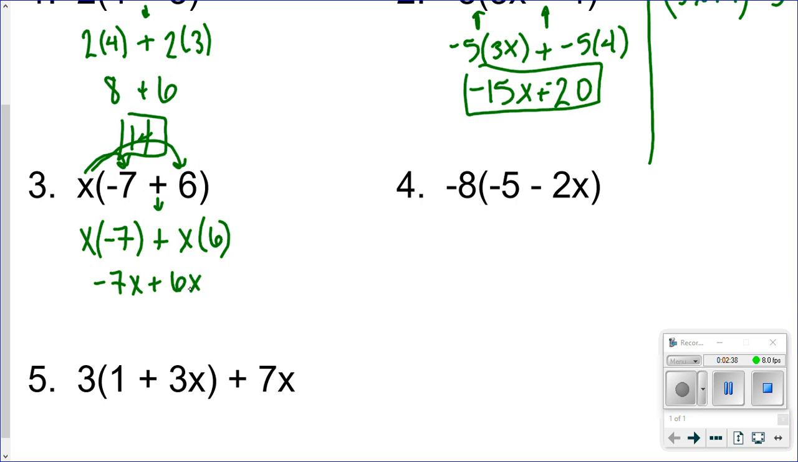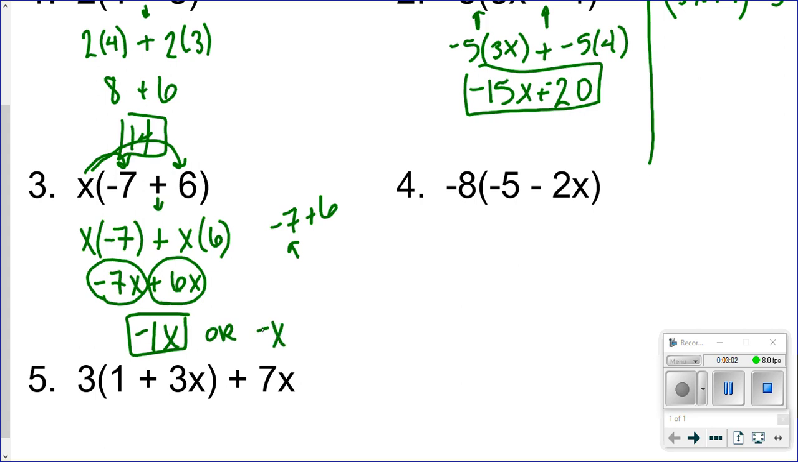Now, this problem's a little different than the previous problem. We have like terms, which we just learned about, which you need to combine. So we need to combine -7x and a positive 6x. So -7 plus 6, different signs. So we subtract, keep the sign of the bigger number. So we have a -1x. Or some people might just put -x for an answer. Make sure you simplify all the way down.